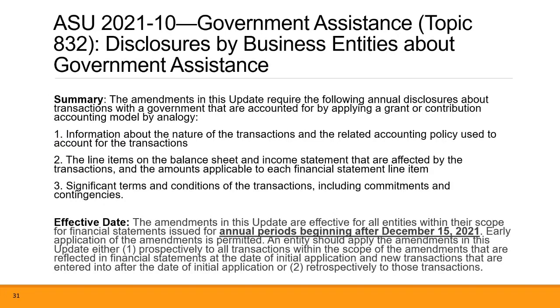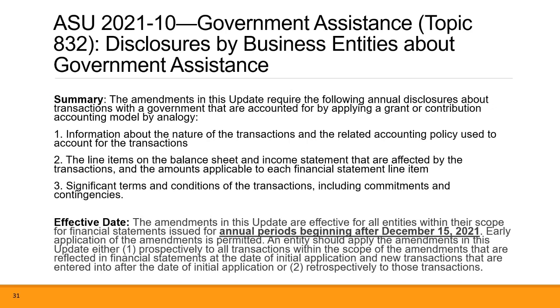And then finally, we have ASU 2021-10, which deals with government assistance. So the FASB is issuing this update to increase the transparency of government assistance, including the disclosure of, number one, the types of assistance, number two, an entity's accounting for the assistance, and number three, the effect of the assistance on an entity's financial statements.